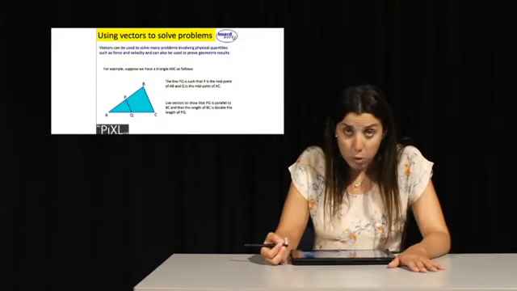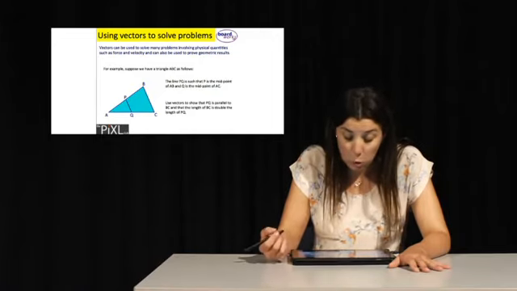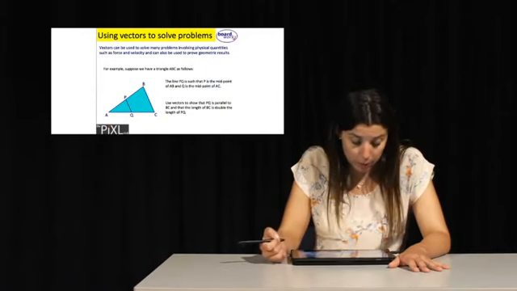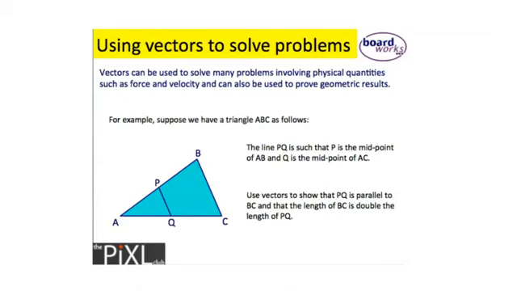So vectors can be used to solve many problems involving physical quantities such as force and velocity, and can also be used to prove geometric results, such as this one below. For example, suppose we have a triangle ABC. We have a diagram here, ABC triangle. The information we're given is as follows. The point P, that's here, is the midpoint of the line AB, so it's halfway along AB, and Q down here is also the midpoint, but of A and C, halfway.